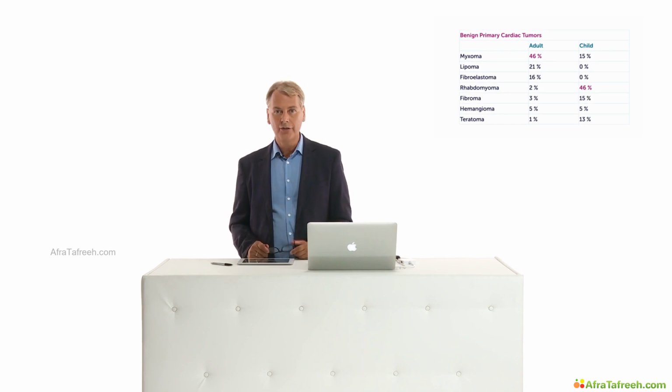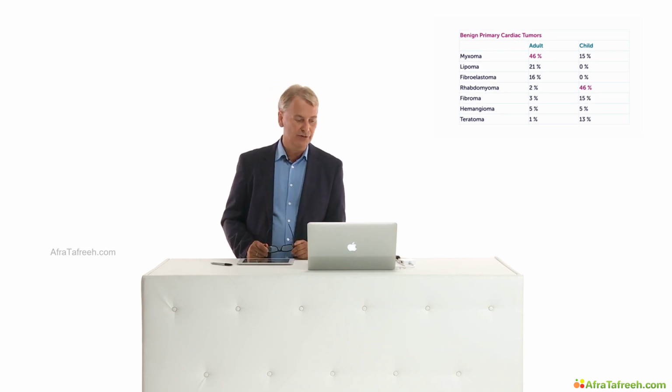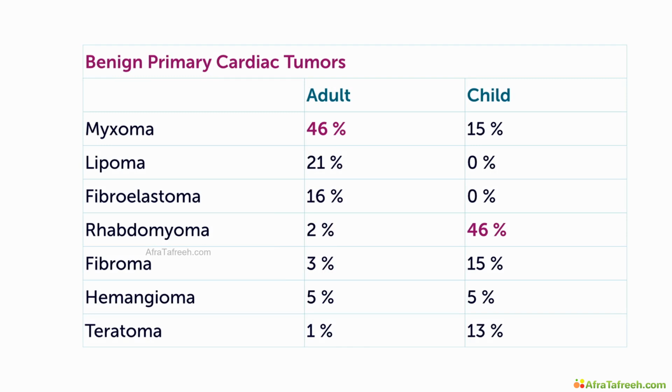Good, so those are the most common benign tumors, the myxomas. But what are the other potential benign tumors we can find? Well, that depends very much on whether you're an adult or a child. In adulthood, the second most common benign tumor, at least as it is found in the literature, are the lipomas with 21%, followed by the fibroelastomas. In the child, it is the rhabdomyoma.